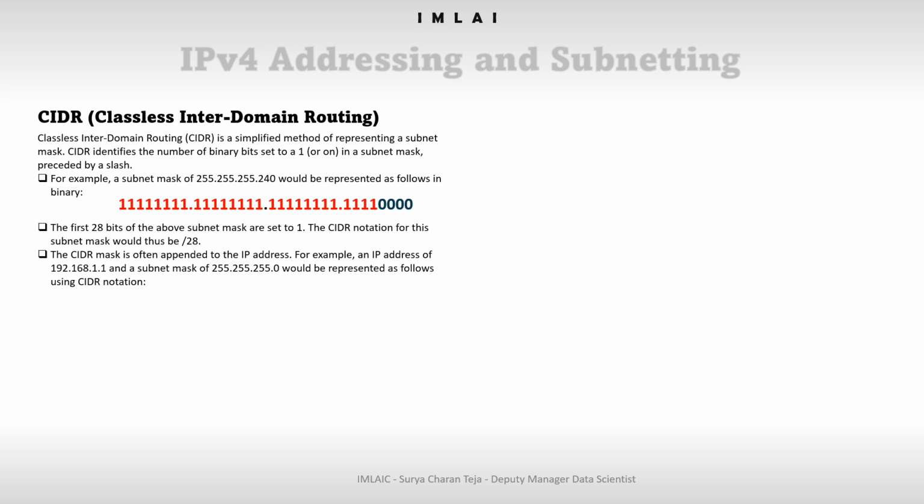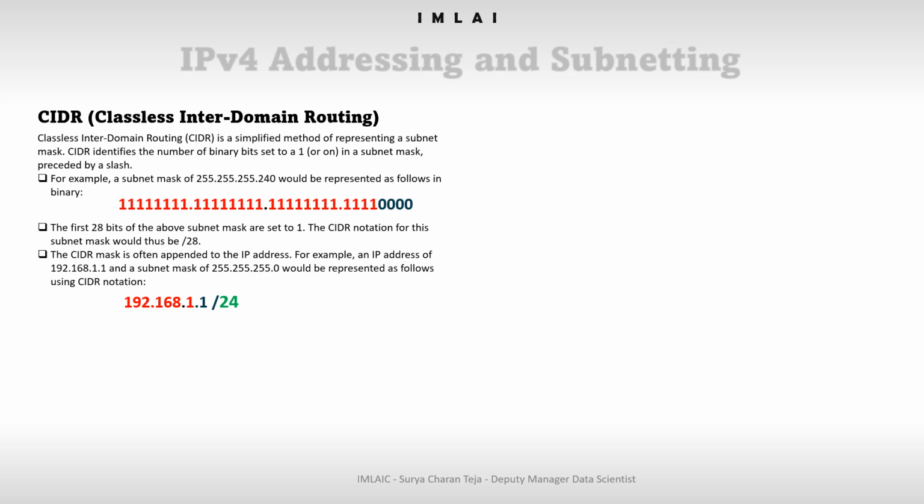For that, what we have to do is first convert this subnet mask into binary. 255 means this octet consists of all ones. 255, this also consists of all ones. 255, this also consists of all ones. So that means it consists of 24 ones, and the last octet is all zeros. So we have only 24 ones. Now this can be represented as 192.168.1.1 forward slash 24. This is the complete CIDR notation with the IP address.